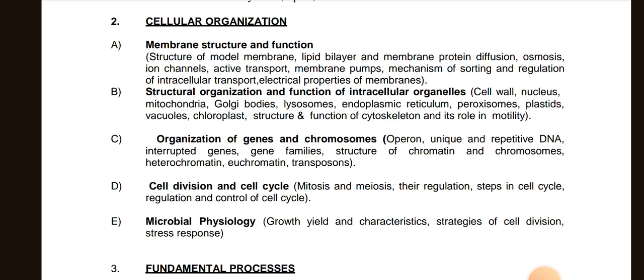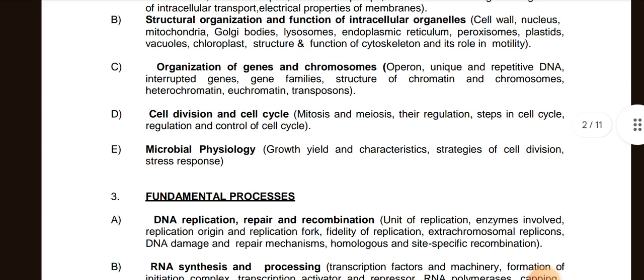Then the next subunit is organization of genes and chromosomes. Here we will be discussing in detail the operon, unique and repetitive DNA, interrupted genes, gene families, structure of chromatin, chromosomes, heterochromatin, euchromatin, transposons.